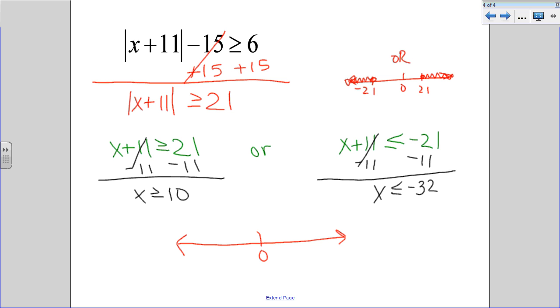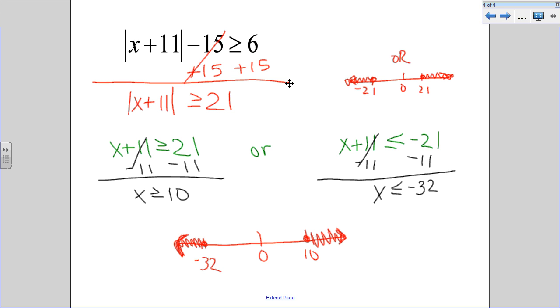So if I've got 0 here, I put positive 10 on the number line. I put negative 32 on the number line. It's a closed circle, and I need to be greater than 10, so I did move away from 0. Here I need to be less than negative 32, and the same thing happens. I moved away from 0.